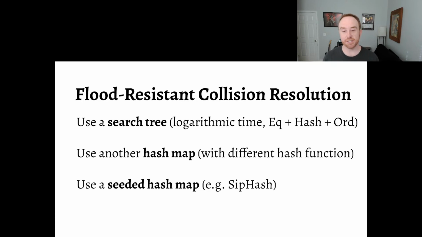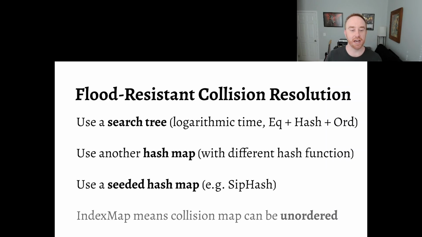You can also use a seeded hash map, something like what SipHash does, but again, not really interested in getting into randomness. To me, index map is interesting in this area because it means that this collision map can potentially be unordered. Index map has the property that insertion order is maintained, but if we've got that for our keys, as the primary data structure, and we happen to have a separate collision map that is unordered or ordered by sorting, because it's a search tree, that's totally fine.